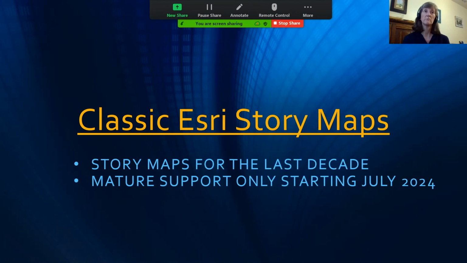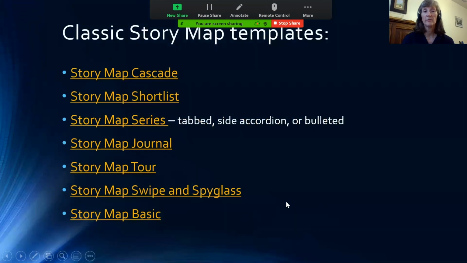However, Esri is mostly focusing on developing the new template and the new story map builder, and then maybe in 4 more years, they're probably not going to support the classic story maps very much. But my next slide does show all of the different templates from the classic story maps. And again, some of these features are available now in the new builder, some of them are not quite available.